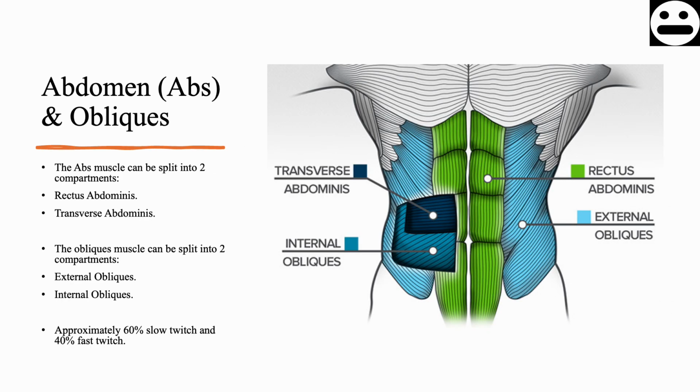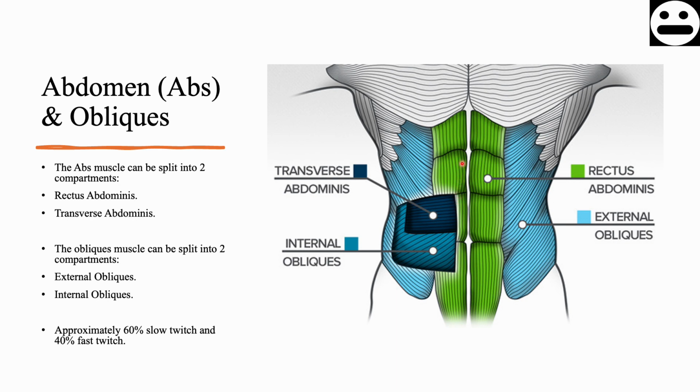Next we have the abdomen, abs and obliques. The abs muscle can be split into 2 compartments, the rectus abdominis and transverse abdominis. As you can see by the picture, the transverse abdominis is more deep, so you can't really see it, but the rectus abdominis is very superficial.